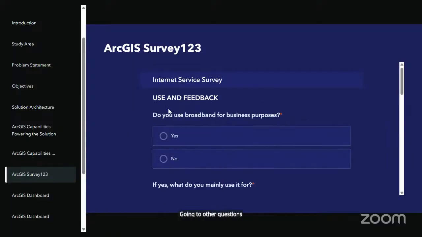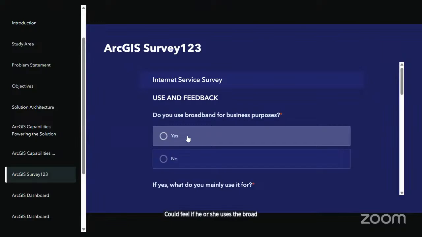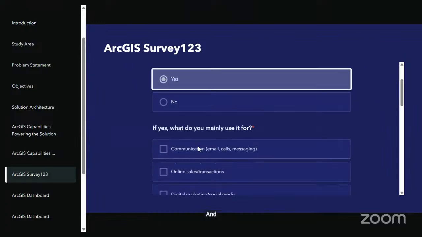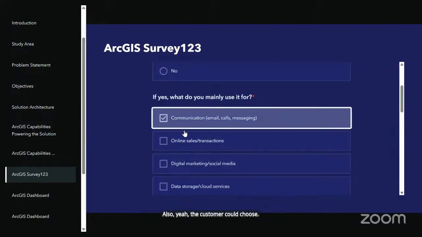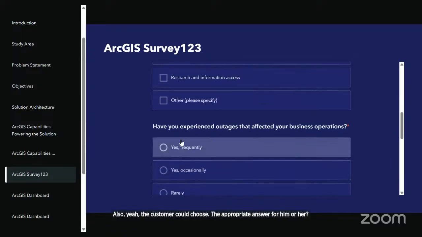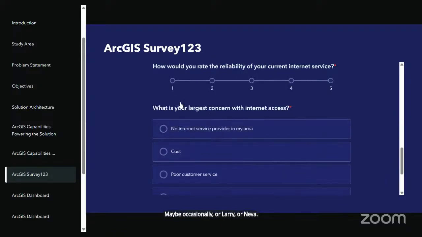Going to other questions, like use and feedback. Here the customer could fill in whether they use broadband for business purposes. And the other one, like what do you mainly use it for? Here also the customer could choose the appropriate answer for him or her, followed by the experience of outages that affect the business operation, maybe occasionally or rarely or never. The reliability of the current internet service, maybe.